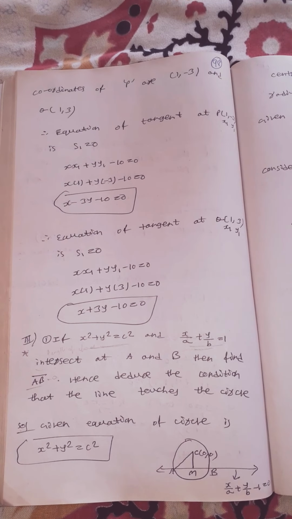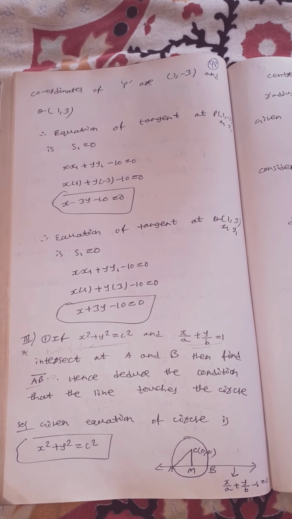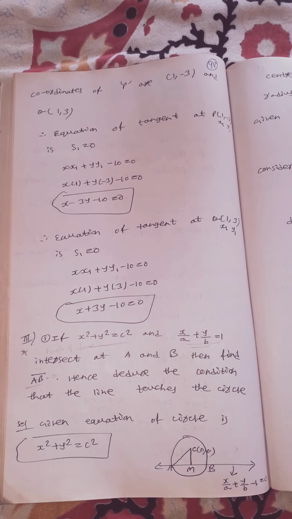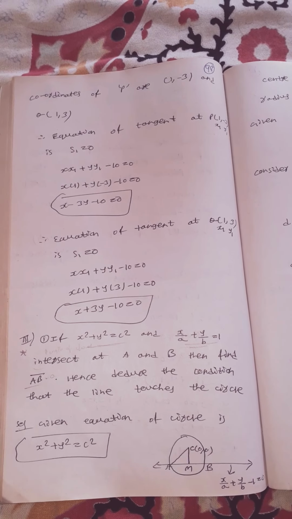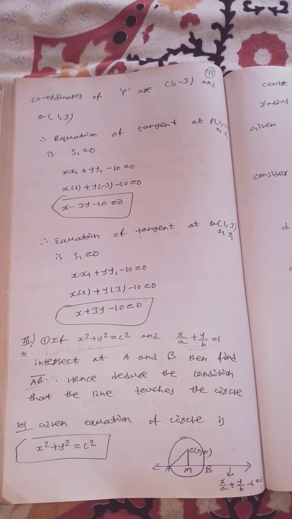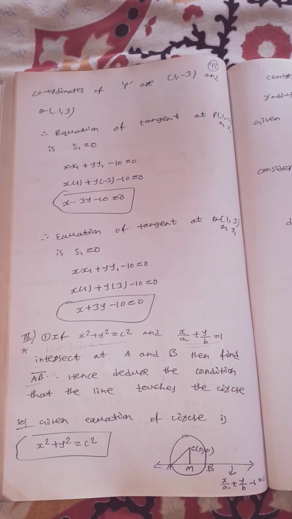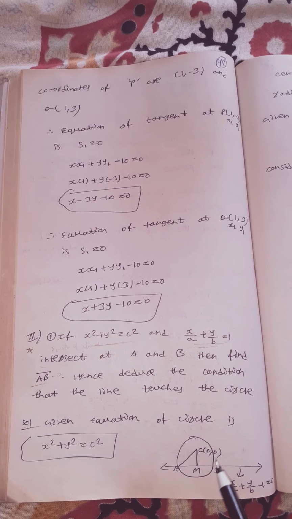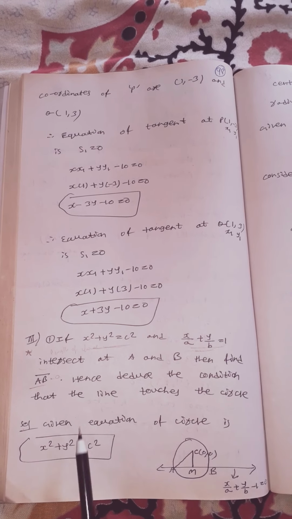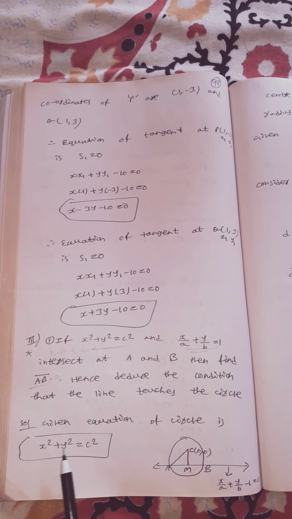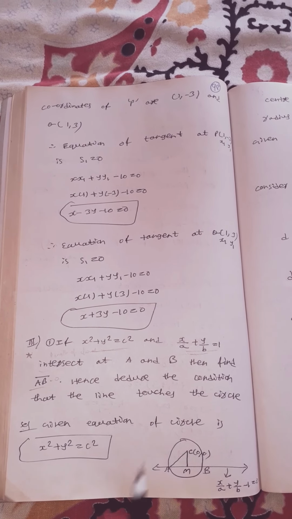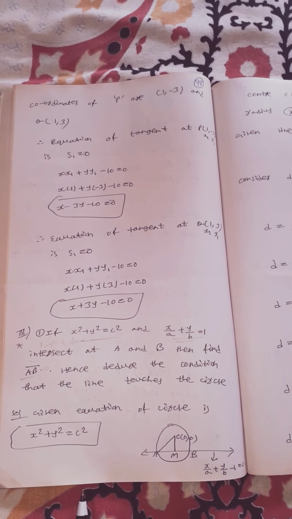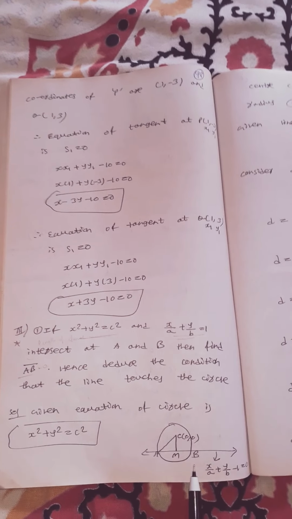Already we have proved this model, children. Line touching the circle means we have to get r equal to d. Radius equal to d. So this is a circle with center (0, 0). Why? Because the given equation of the circle is in the form of x square plus y square equal to c square, a standard equation of the circle.